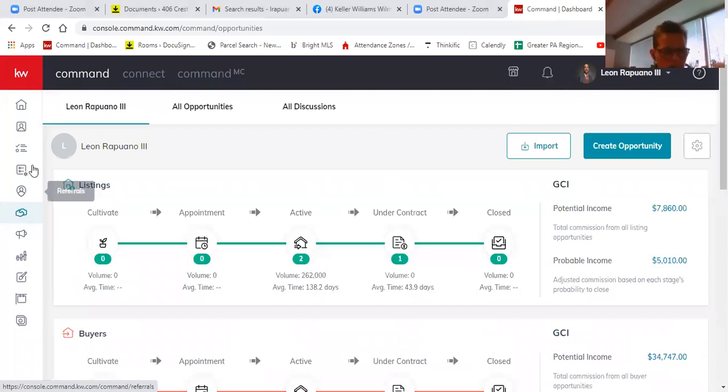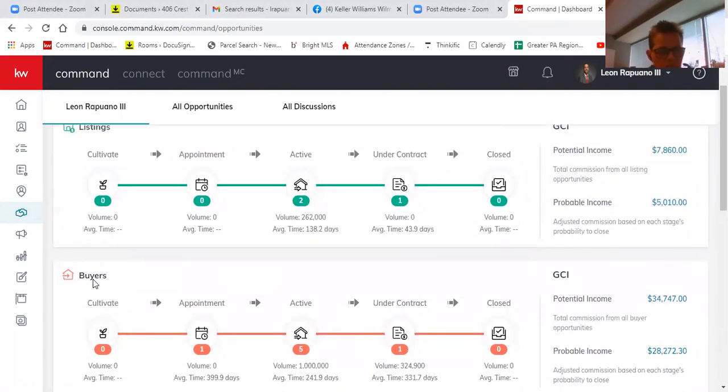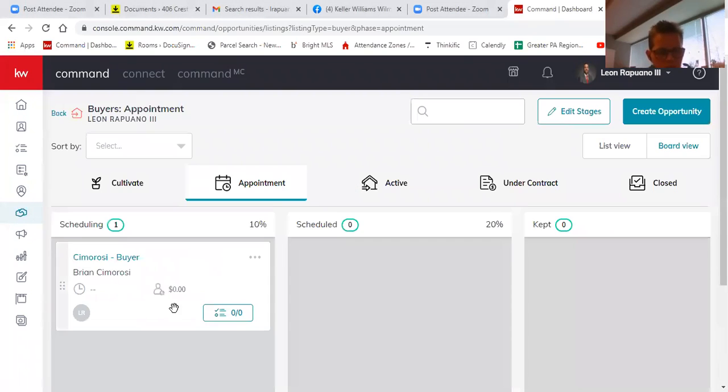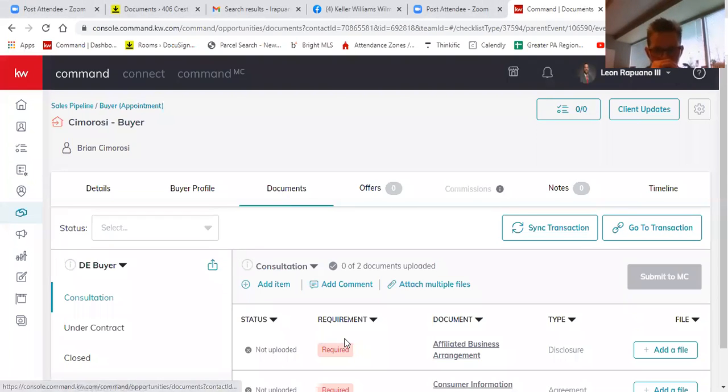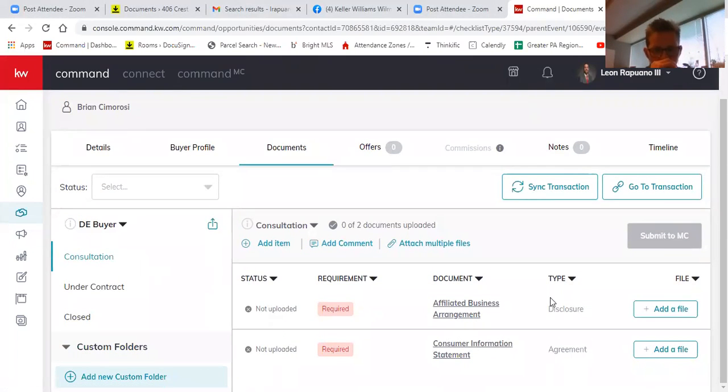All right, so all I did was I'm in Command. I went to opportunities where Bean was talking about under the buyers. I have one in here already, but you could create a new opportunity and, like she said, put in the buyer's name. And as you see, it's just the buyer's name until your property is identified. And then what Bean was talking about is you go to documents and the first section of the consultation documents are the CIS and the affiliated business arrangement. And right here where it says go to transaction, it would say start a transaction.